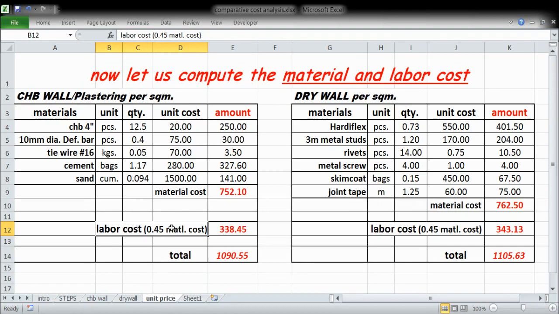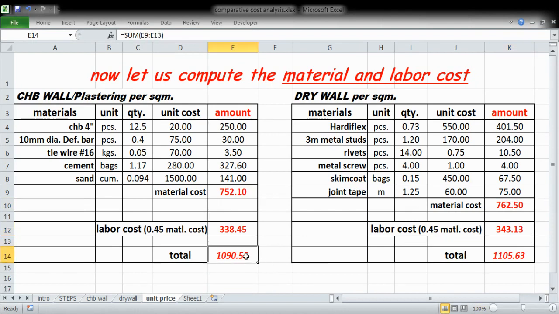By the way, I have already taught you how to get the 0.45. This is from the 70-30 material-labor ratio. I also have a video on this, so watch it. Now, let us continue. 0.45 of 752 is 338. Check on your calculators. Also here, 762 times 0.45 is 343.13.